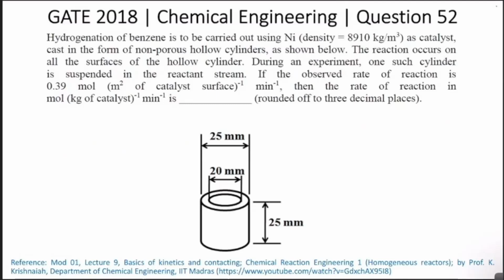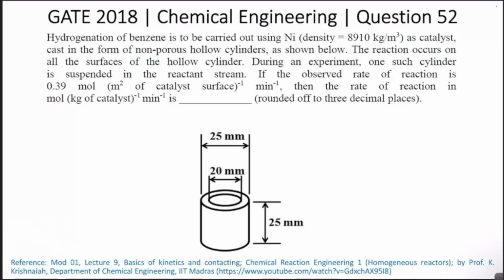So this is a question from GATE 2018 from Chemical Engineering, question number 52. Hydrogenation of benzene is to be carried out using nickel with a density of 8910 kg per meter cube as catalyst, cast in the form of non-porous hollow cylinders as shown below. The reaction occurs on all the surfaces of the hollow cylinder.